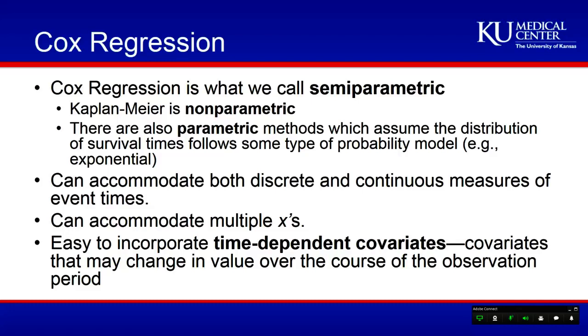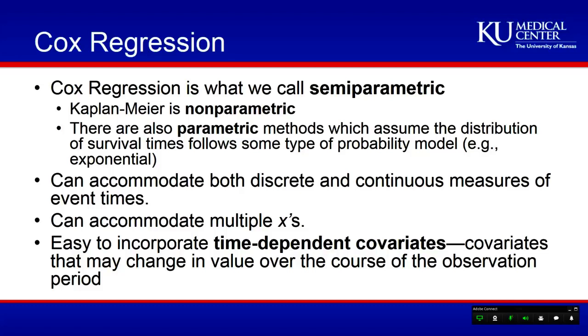The Kaplan-Meier method that generates the survival curves is non-parametric. We don't have any assumptions. But there are also parametric methods that can allow you to estimate the survival times. If you've ever heard of an exponential model, that is assuming some parametric function of the survival function in order to estimate it. So some assumptions have to be met.